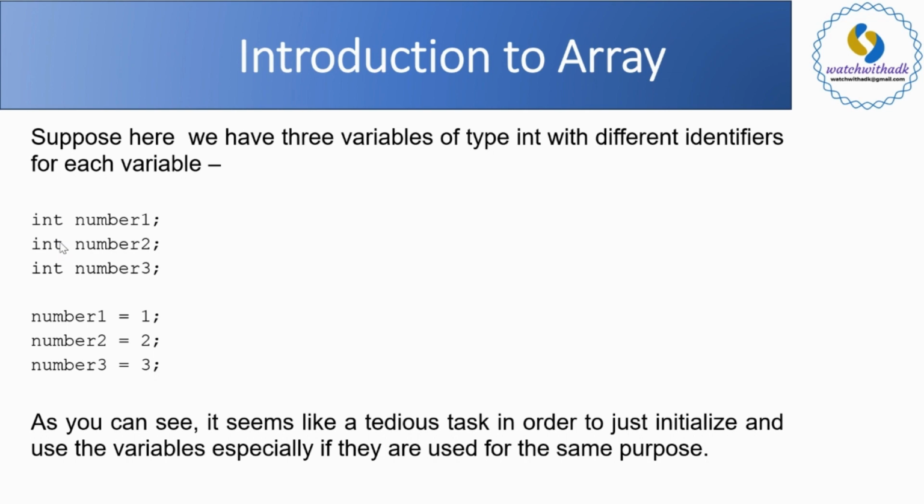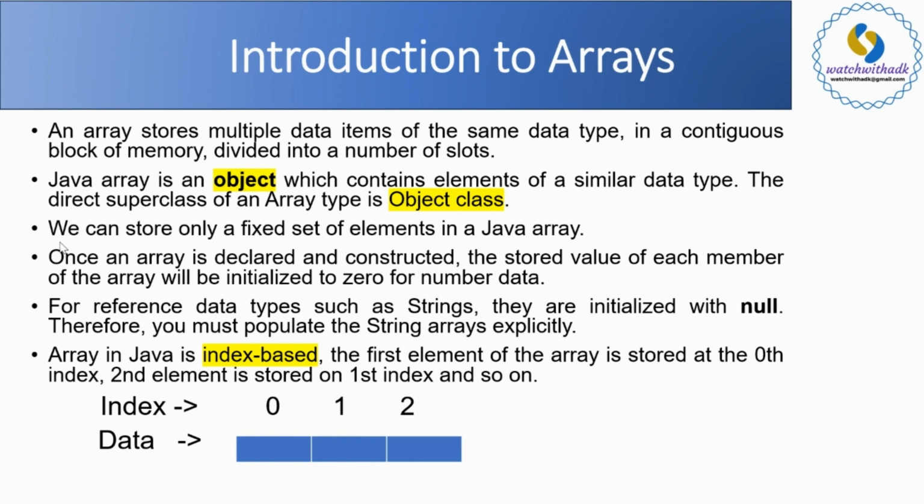So here the array comes into the picture. An array stores multiple data items of the same data type in a contiguous block of memory divided into a number of slots. Java array is an object which contains elements of a similar data type. The direct superclass of an array type is Object class. We can store only a fixed set of elements in a Java array.